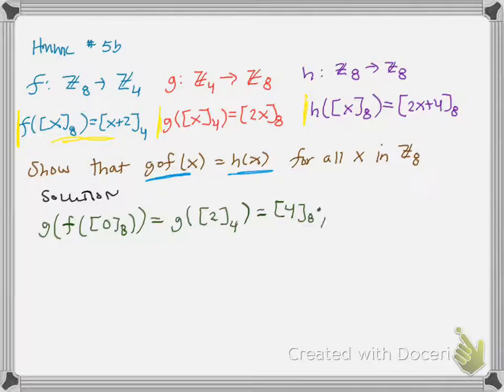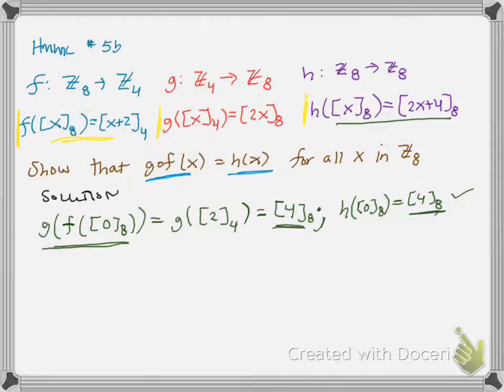Well, we have to show that this is going to equal H of 0 in mod 8. And what do you know? H of 0, if we look at this H function, becomes 4 mod 8. Okay, so that checks off. So we just showed that the left-hand side equals the right-hand side. Let's do G of F of the equivalence class of 1 mod 8. And that's all you have to do, from 0 to 7. So I'm just going to do this one with you.